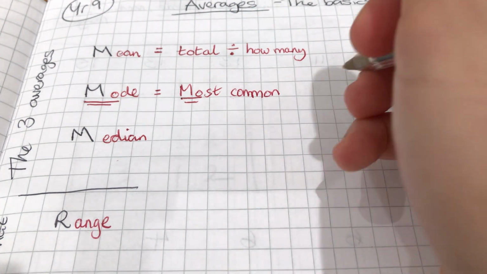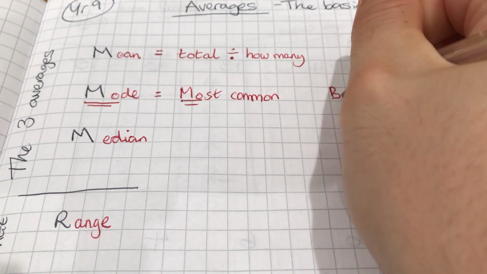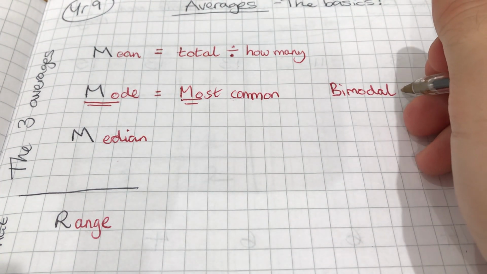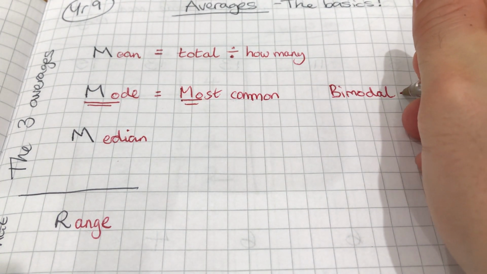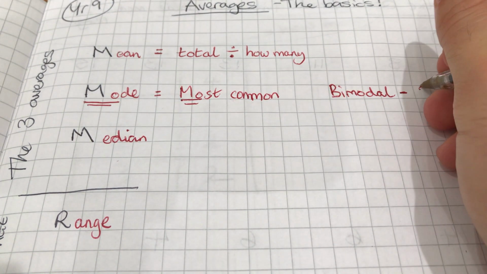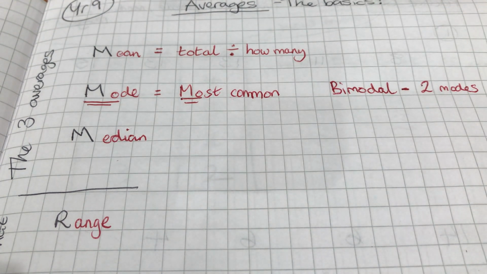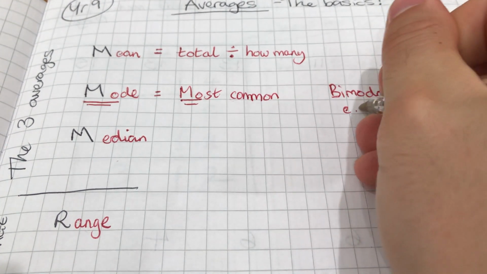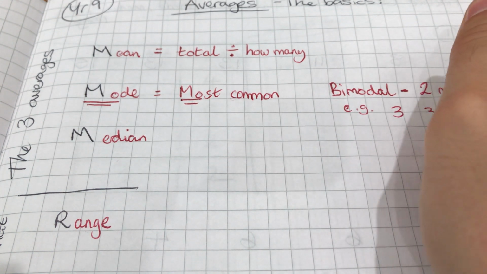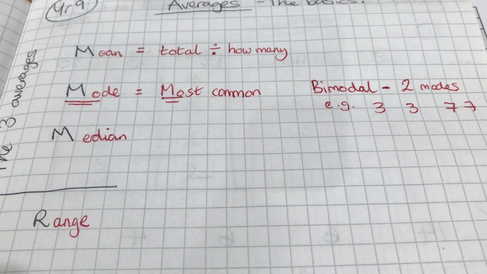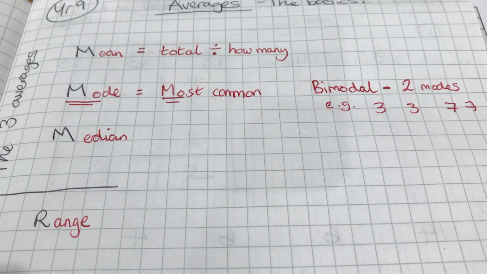You can also, just a little note, you can get something called bimodal. Now, like bicycle means two wheels, bimodal means two modes. So if you had, for example, 3, 3, 7, 7. Okay, 3, 3, 7, 7. There's two modes, 3 and 7.